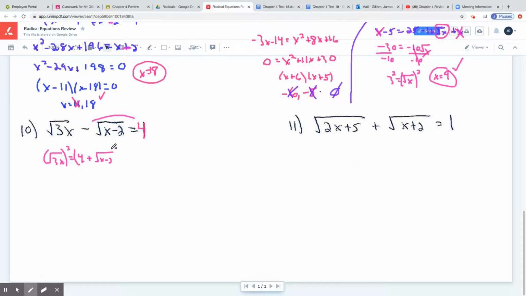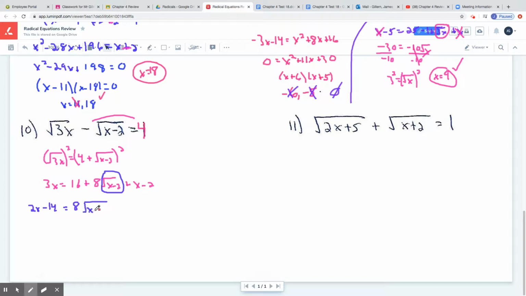We're going to square both sides. So it's 3x equals, that's 16 plus 8 root x minus 2 plus x minus 2. All right, so we want to get this by itself. So 16 minus 2 is 14, right? So we're going to bring over the 14, and that's going to be negative 14. Bring over this x, that's 2x. So it's 2x minus 14 equals 8 root x minus 2.